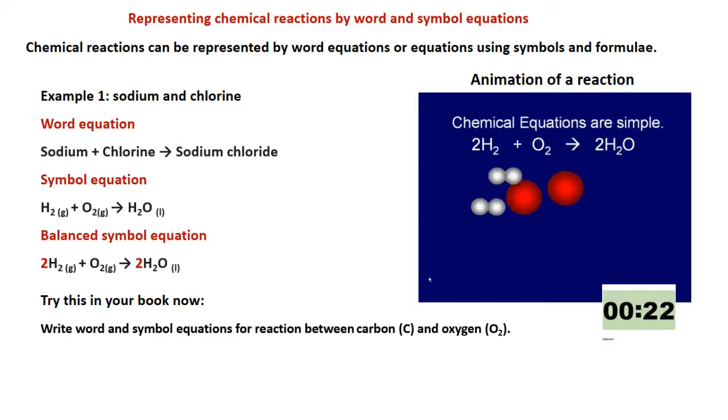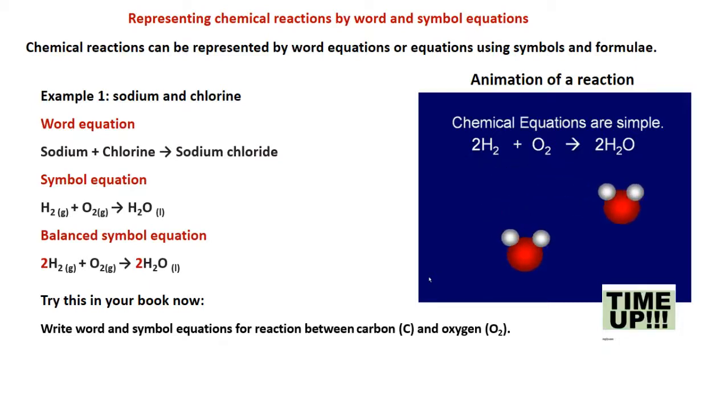Those of you who are wondering about sodium and chlorine, I didn't put the symbol equation and the balance equation on the board. So the symbol equation and balance equation you can see is that for forming water from hydrogen and oxygen. Okay, so the word equation is different from the symbol equation. Let's check our work and see whether we had it correct.